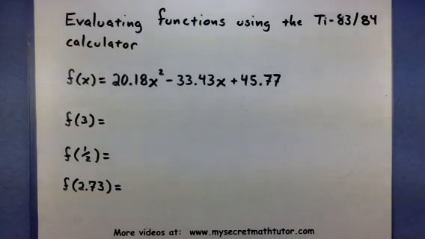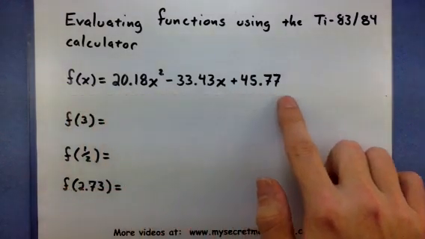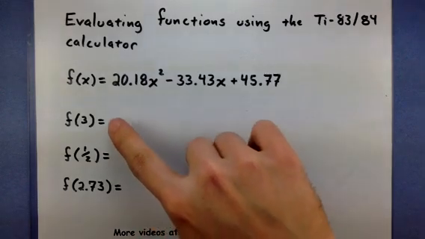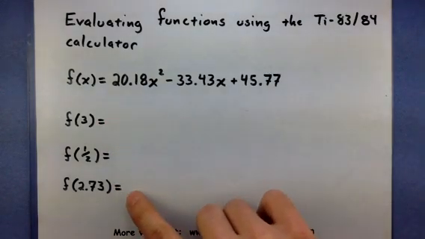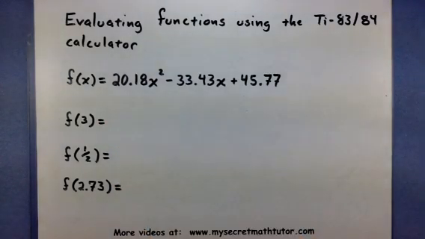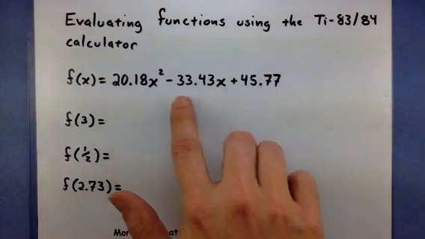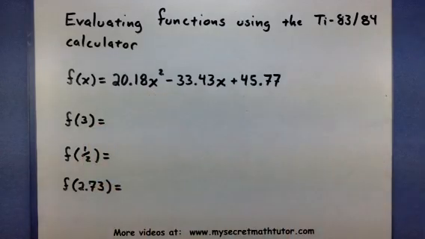In this video we want to evaluate a function using our TI-83 or 84 calculator. Now when I say evaluate the function, we basically have some sort of function like this, and we want to see what it equals when I use some different inputs. What I'm going to use in this example is an input of 3, 1/2, and 2.73. So I want to find out, what does this equal if I use that for x.